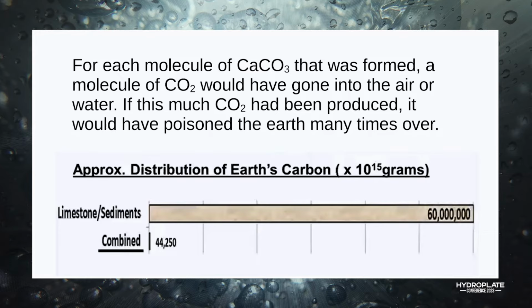So all combined, they make that little line there at the bottom. It doesn't even look like a bar, it's so short. So the amount of carbon locked up in limestone is far, far, far more than all other sources combined. And we can calculate how much carbon dioxide this would have been compared to the atmosphere, and it turns out this would have poisoned the Earth many times over. So this is a serious problem for any theory that has all limestone being produced on the surface.